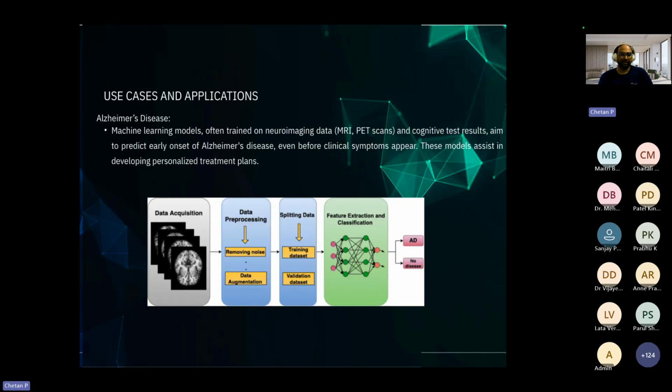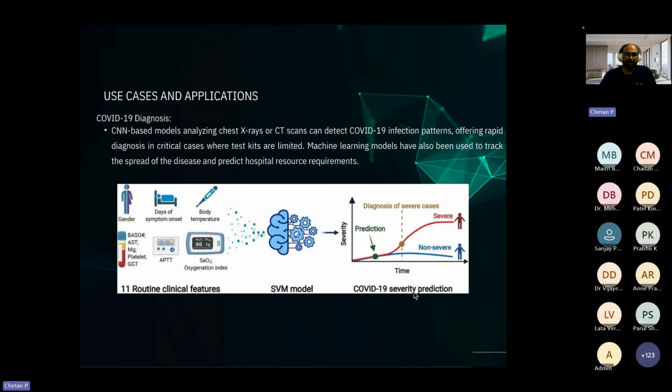Alzheimer's disease is again a CNN problem where you have MRI and PET scans. You can pass them through different CNN layers using deep learning techniques, and you can identify whether the person has AD or not.